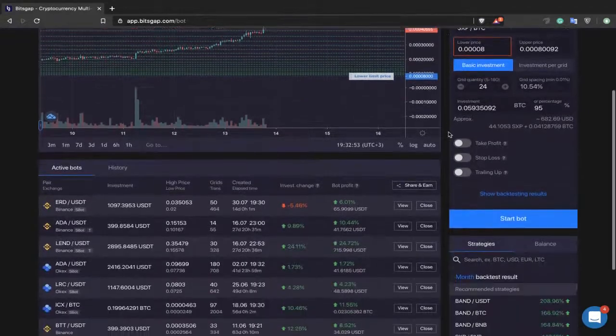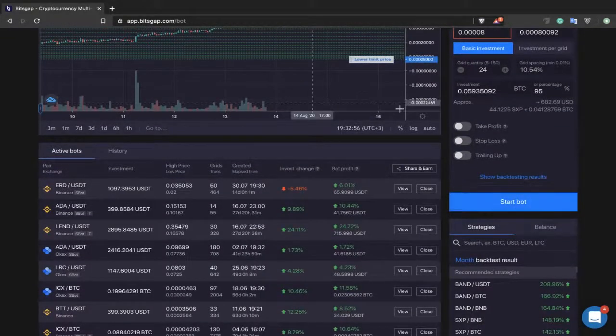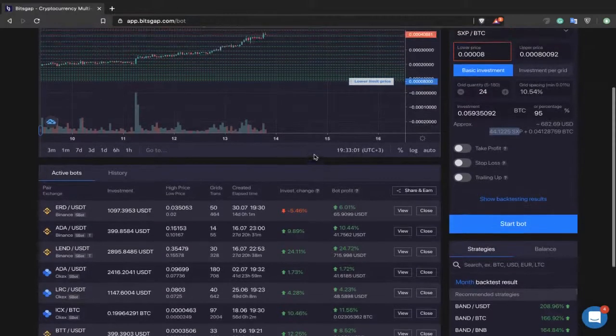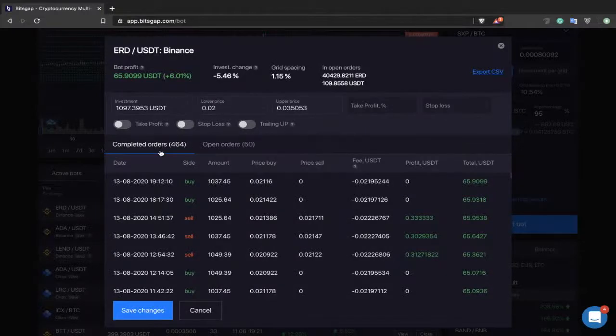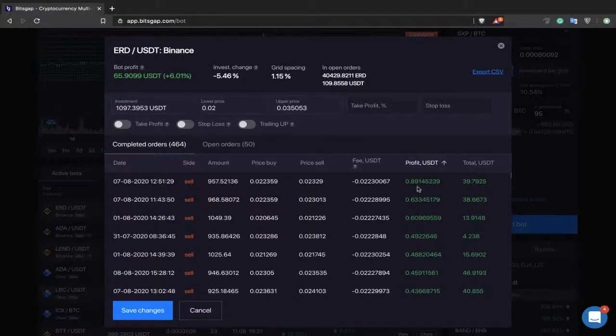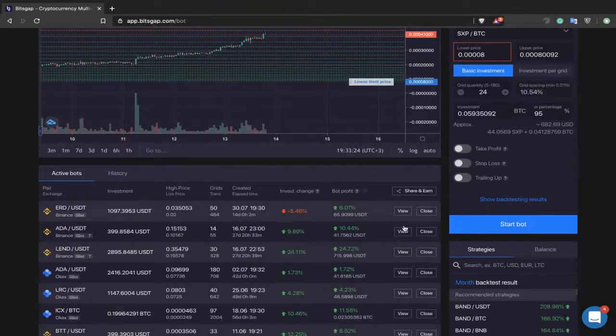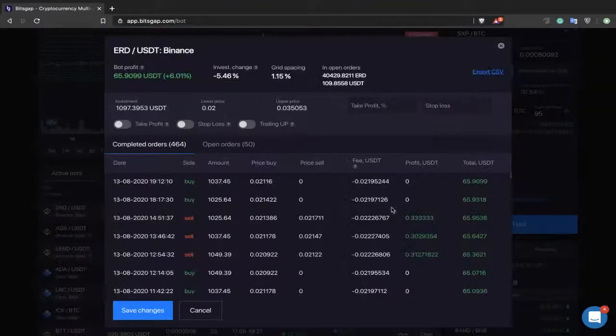Okay, so let's assume that you press the start bot, it buys the required amount of the base currency, and then automatically it will be displayed over here. So all of your active bots are over here, and you can click on the view button to see all of the completed orders and the amount of profit generated. You see that we also deduct the fee that you pay for each trade. So the profit that you see in the bot profit section is net of all fees. That's your pure profit.